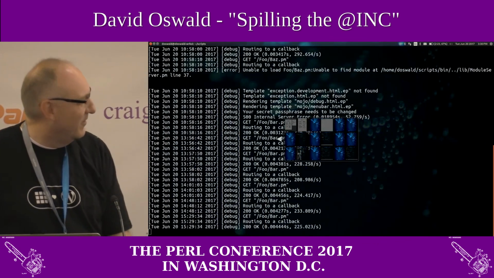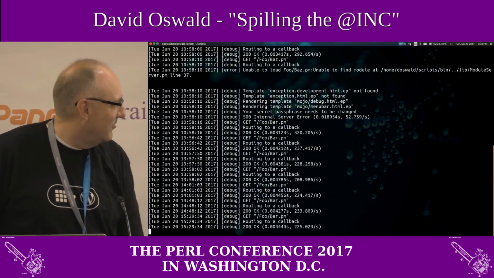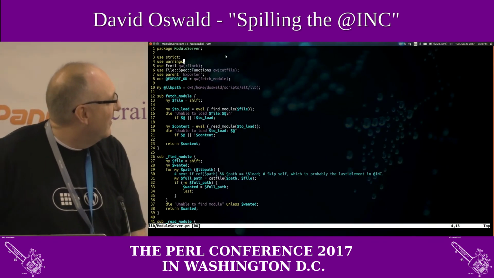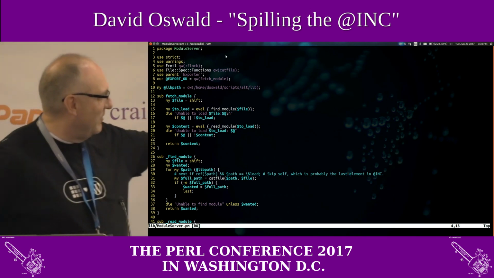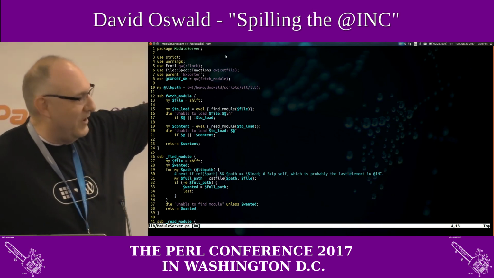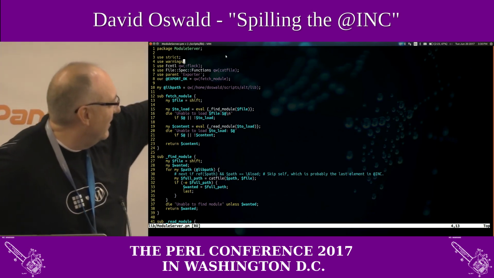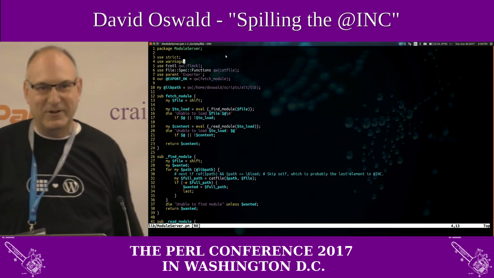So here's my little server running, doing GET requests, and I tested it out a little while ago. Here is the module server, and this is very dumb code that's pretty boring. It just finds the module based on its module name, and it's going to be looking in home/Oswald/scripts/alt/lib because I'm in control of that.